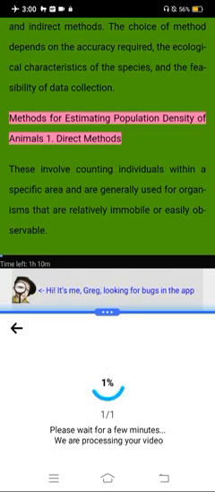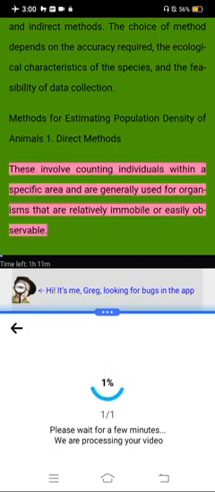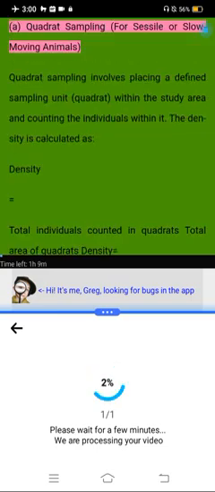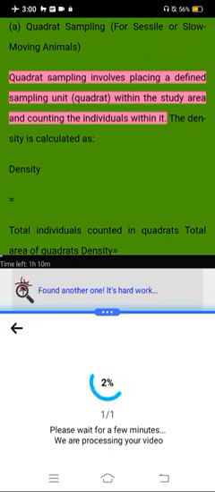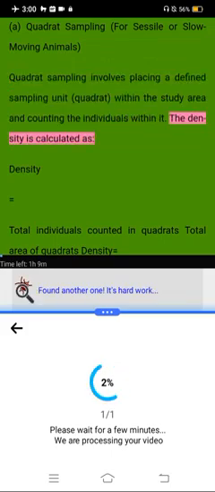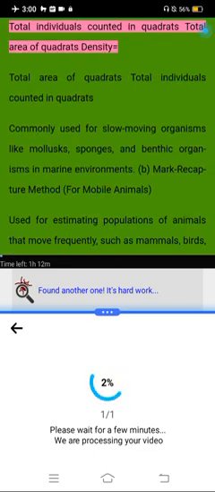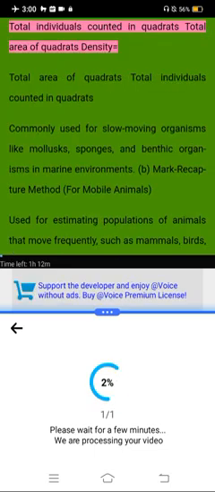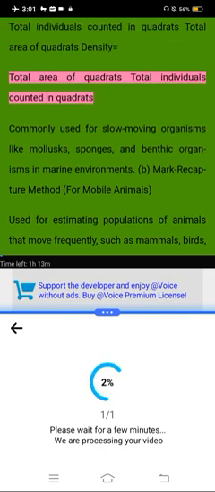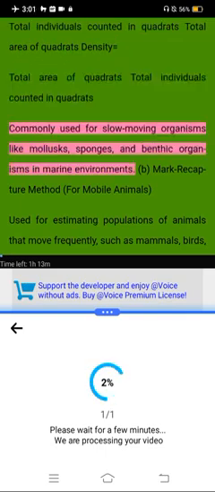Methods for estimating population density of animals. 1. Direct methods. These involve counting individuals within a specific area and are generally used for organisms that are relatively immobile or easily observable. A. Quadrat sampling for sessile or slow-moving animals. Quadrat sampling involves placing a defined sampling unit, a quadrat, within a study area and counting the individuals within it. The density is calculated as density equals total individuals counted in quadrats divided by total area of quadrats. Commonly used for slow-moving organisms like mollusks, sponges, and benthic organisms in marine environments.